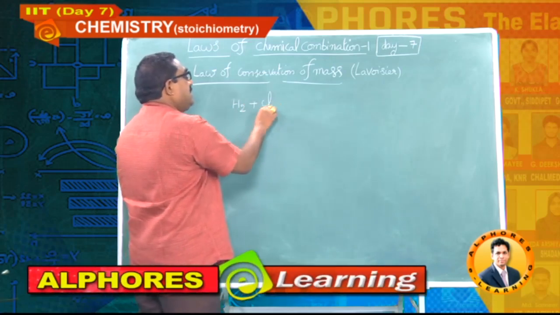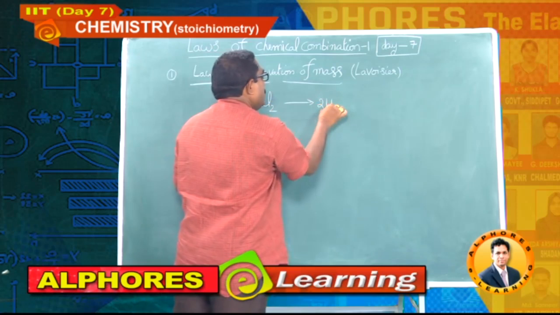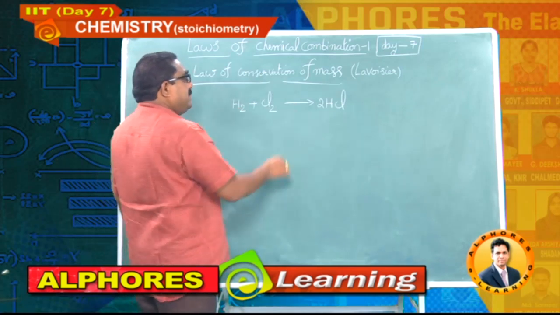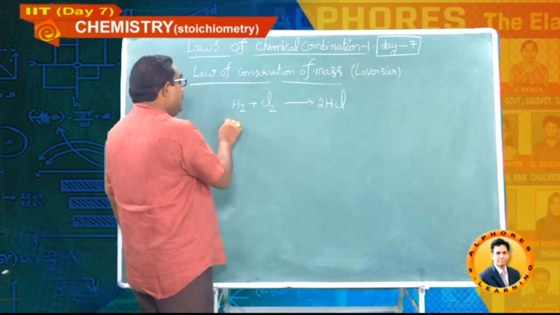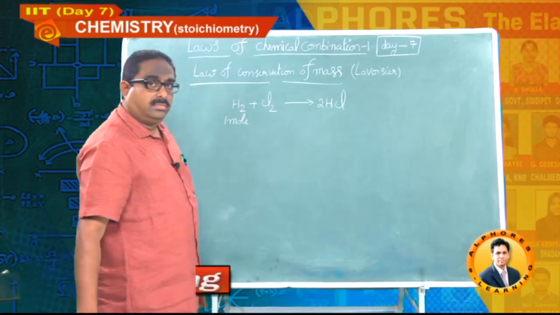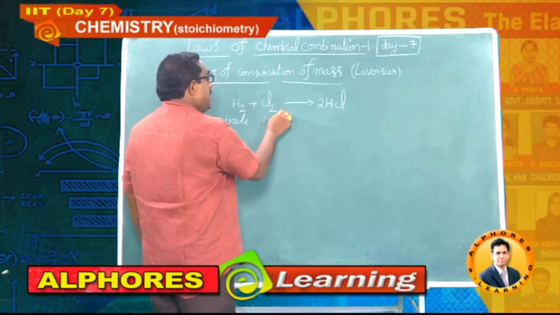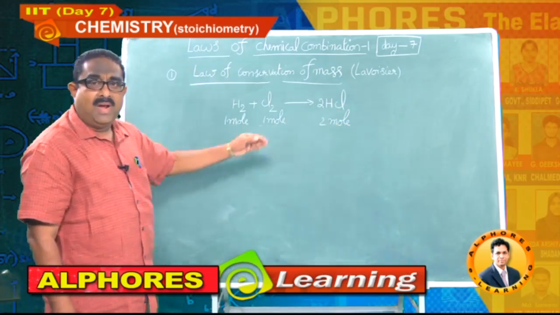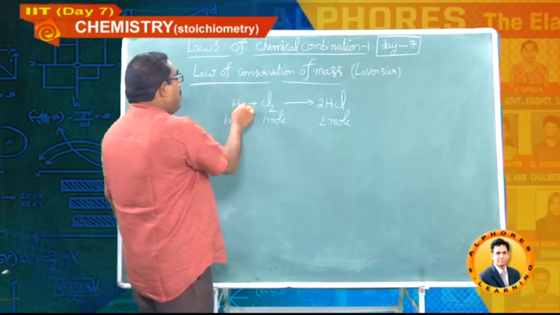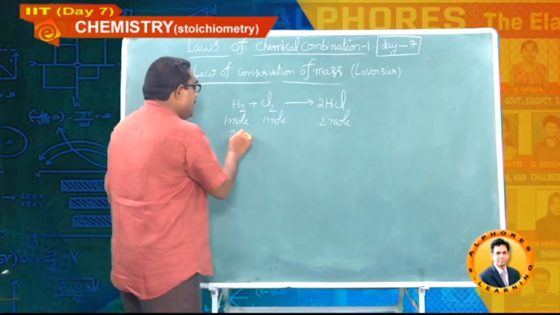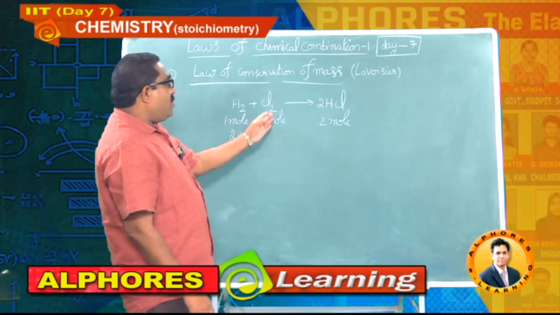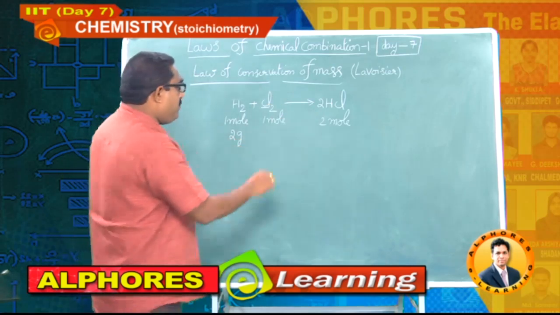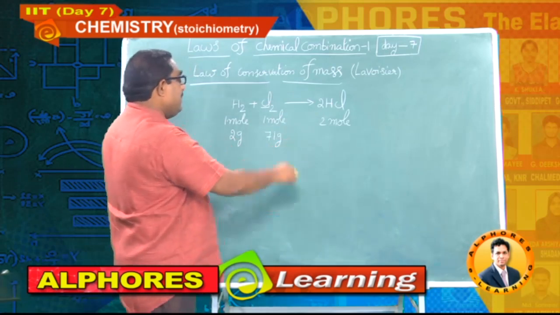H2 plus Cl2 gives rise to 2HCl. Here, by observing this equation, you can write like this: 1 mole H2 combines with 1 mole Cl2 and forms 2 moles of HCl on complete reaction. 1 mole H2 means molar mass, simply you can write 2 grams. 1 mole chlorine means molar mass of chlorine, 2 into atomic mass of chlorine 35.5. So you will get it as 71 grams.